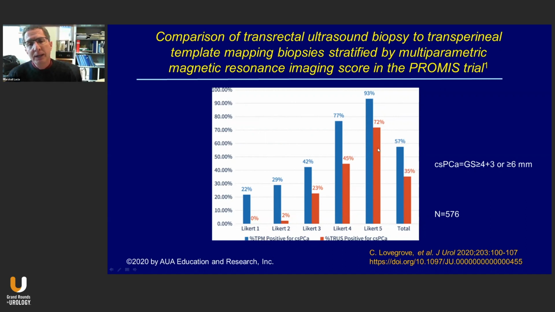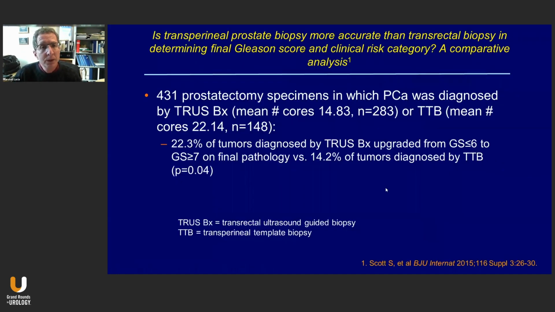And this is for clinically significant prostate cancer. The insignificant cancers were excluded. And their definition of clinically significant is 4+3 or grade group 3 or higher tumors, or tumor greater than 6 millimeters. So that's overall detection.